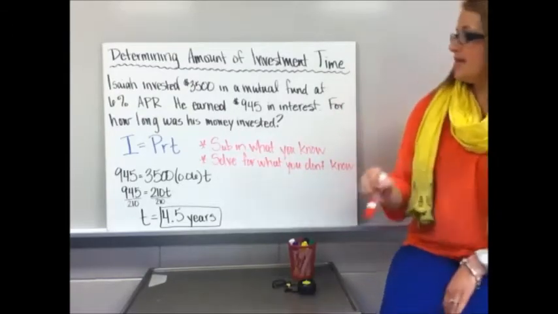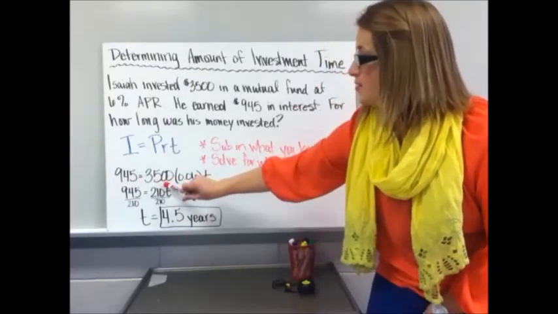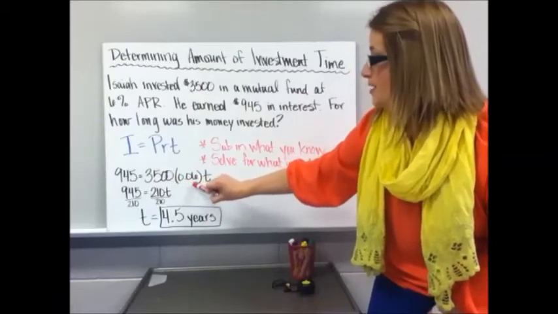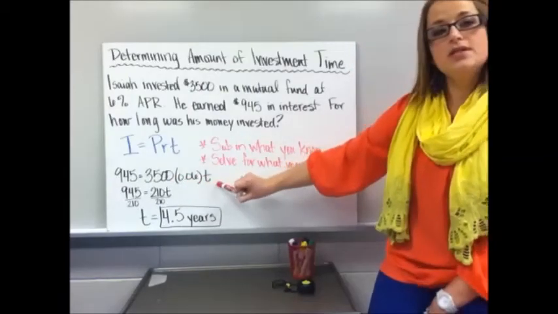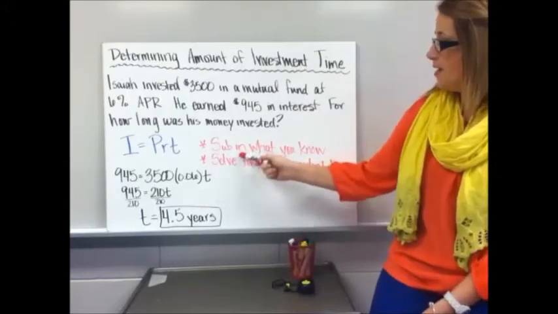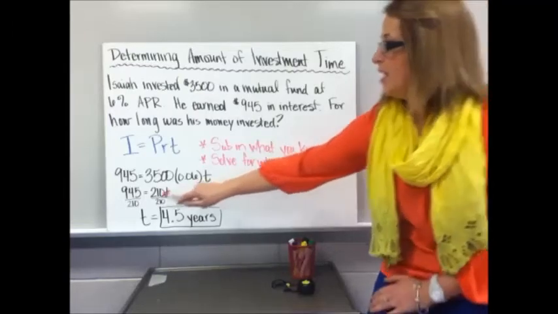So we plug all those things in. 945 was the interest. 3,500 was the principal. The rate as a decimal is 0.06, and we put t because we don't know the time. We leave that as a variable. So we subbed in what we know. Now we're going to solve for what we don't know, the amount of time.